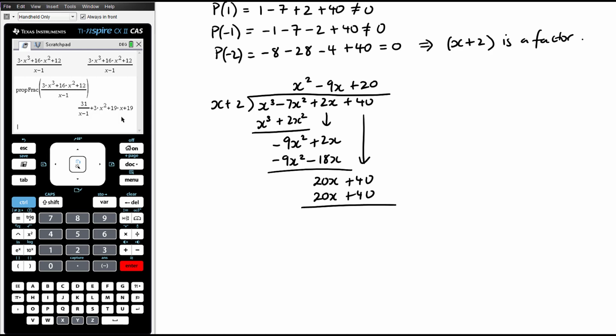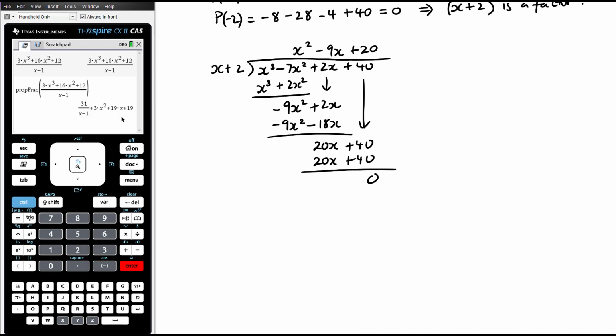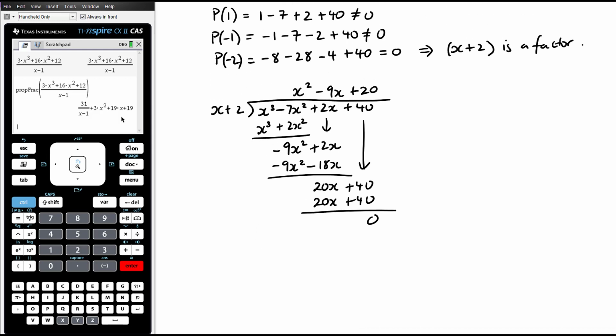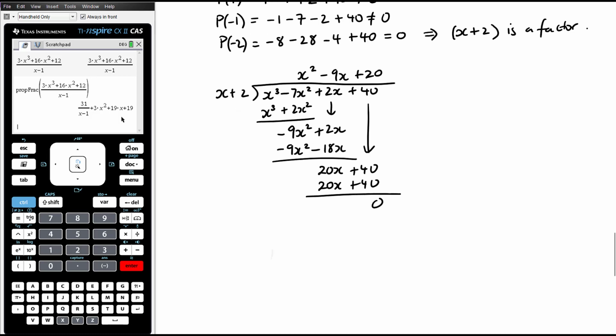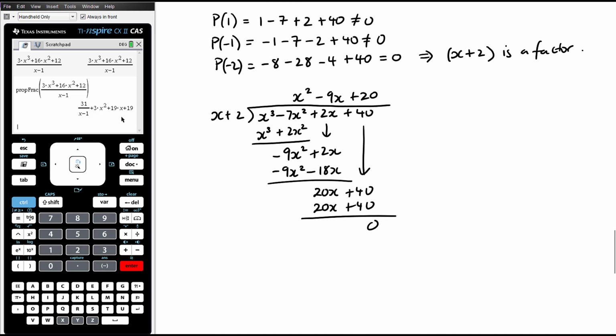So this is looking good because they're going to subtract to give us 0, which means we get no remainder, which is what we knew when we worked out that x plus 2 is a factor. If we didn't get a 0 remainder there, either we've identified the wrong factor or we've done something wrong in the long division. Okay, so we now know that x cubed minus 7x squared plus 2x plus 40 is equal to x plus 2 times x squared minus 9x plus 20.